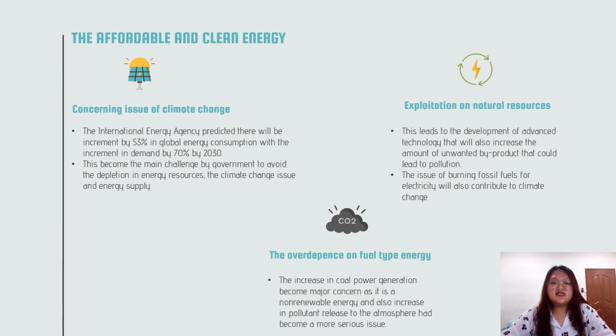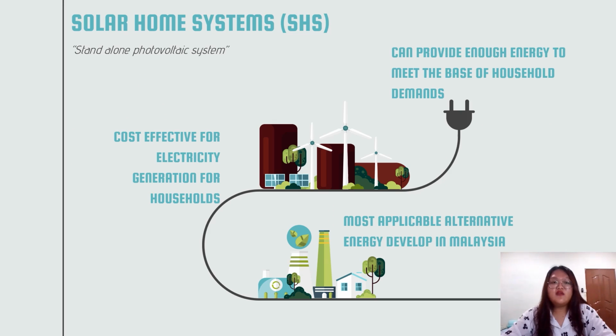The theme that we chose is affordable and clean energy. The reasons are the concerning issue of climate change happening nowadays, the exploitation of natural resources, and also the over-dependence on fuel-type energy generation. As aligned with the theme chosen, we chose solar home system as clean energy generation. This system is a standalone photovoltaic system that is the most applicable alternative energy developed in Malaysia. It also is cost-effective for electricity generation for households and can provide enough energy to meet the household demand.